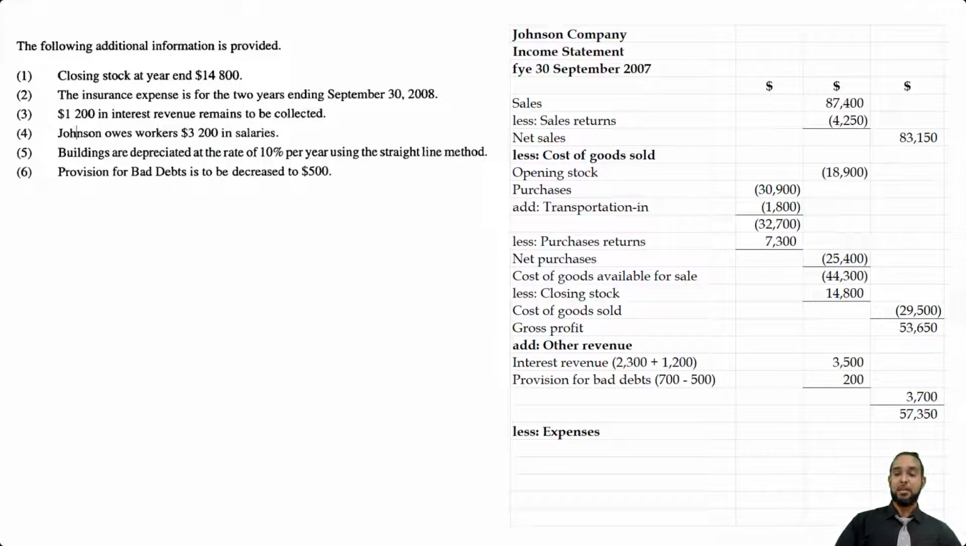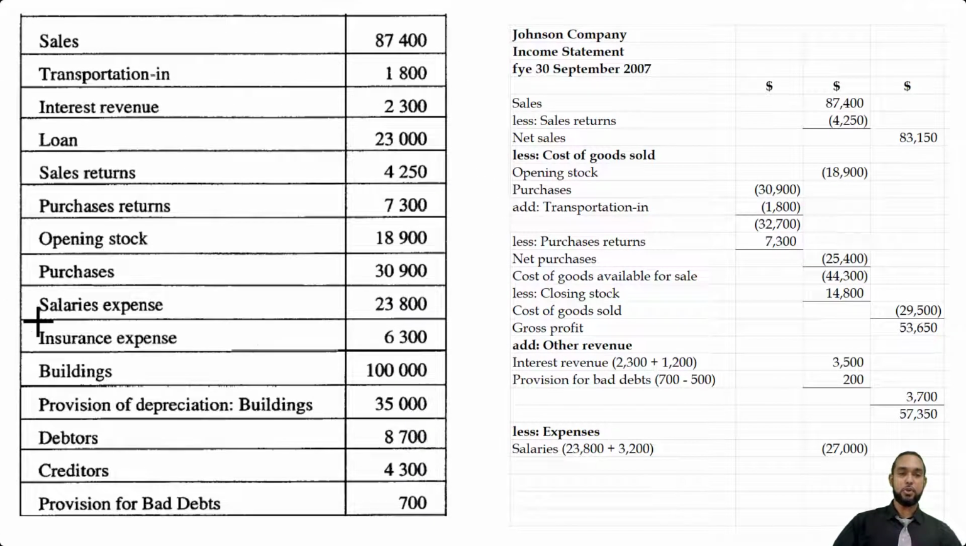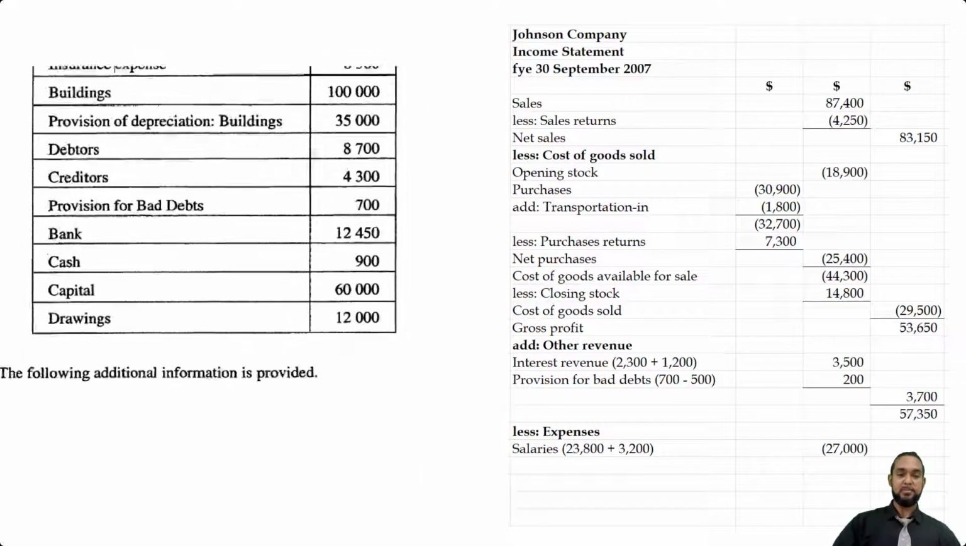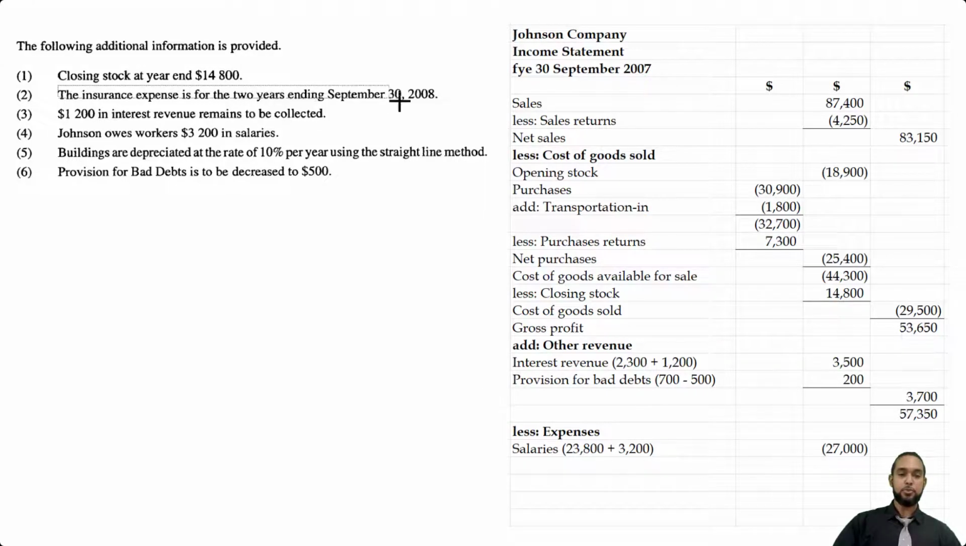So just like we added the interest revenue accrued above in the revenue section, we're going to add the accrued portion of the salaries here. So 23,800 from the list of balances plus the 3,200, right, is 27,000. Okay, the next item up is insurance expense. So we talked about that earlier. It's 6,300 here in the list of balances, and item 2 says that the insurance expense is for 2 years ending September 30th, 08. So 6,300 was for 2 years. So to find for 1 year, we'll divide by 2, which will simply give us 3,150.